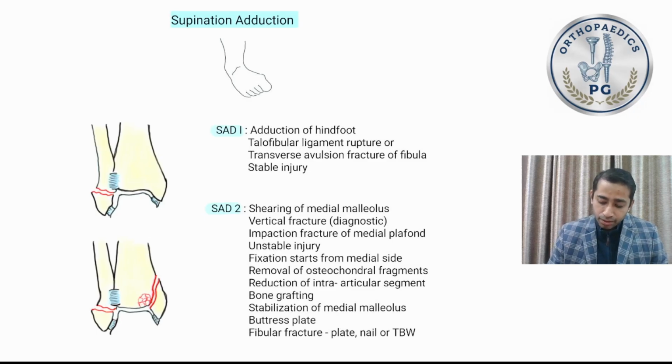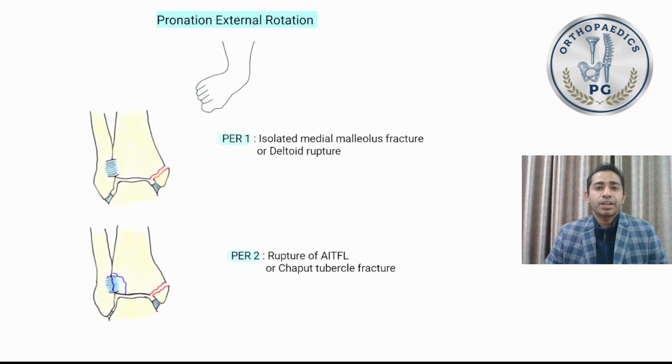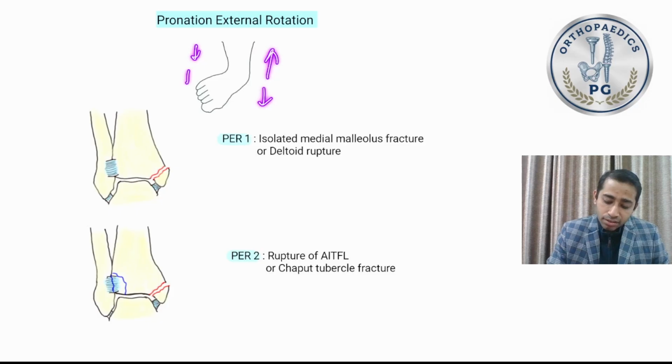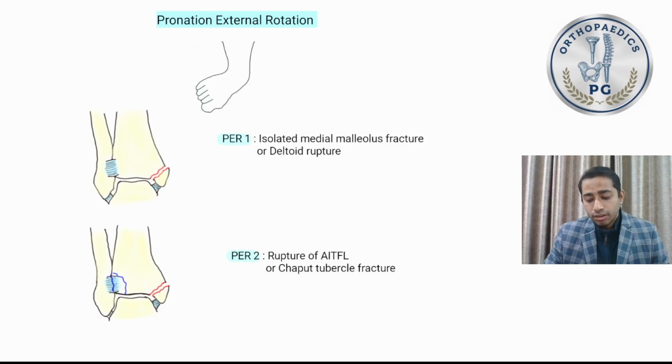The fibula can be managed with a plate, nail, or tension band wiring. The next type is the pronation-external rotation. Now we saw in pronation, the medial structures are taut and the lateral structures are relaxed so that the injury will start from the medial side.